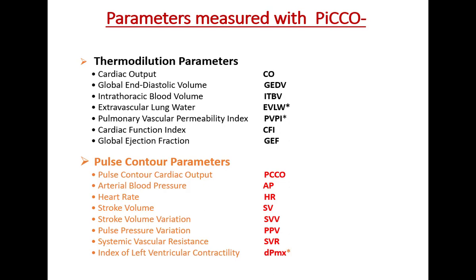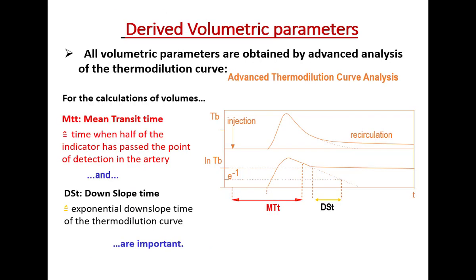And these are the parameters which it detects. The thermodilution parameters are the cardiac output, the global end-diastolic volume, the intrathoracic blood volume, the extravascular lung volume, pulmonary vascular permeability index, the global ejection fraction, and the cardiac function index. And the pulse contour parameters are the same as any other pulse contour device or any other arterial waveform device. So this is the mean transit time and this is the downslope time which I was talking about.